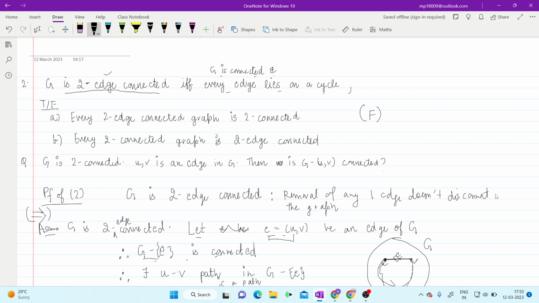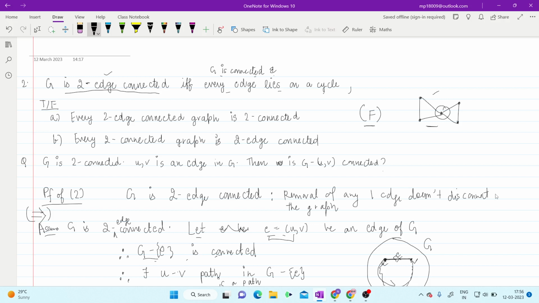This is false because if we consider something like this, you see that every edge is lying on some cycle. Therefore, this graph is two edge connected. But this is not two connected because if we remove this vertex, this graph is becoming disconnected.